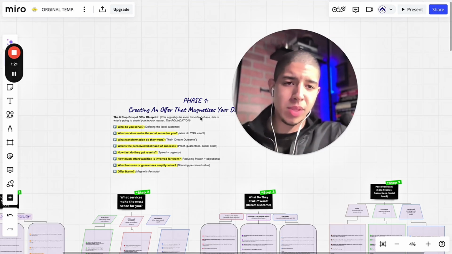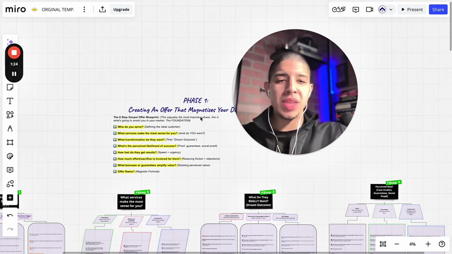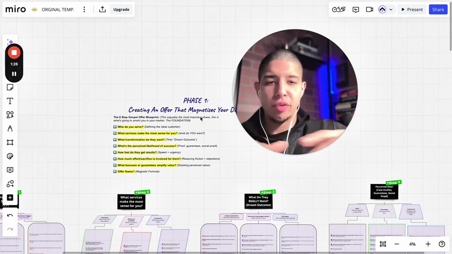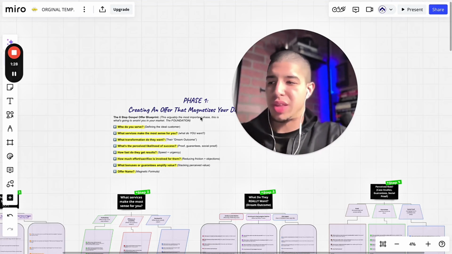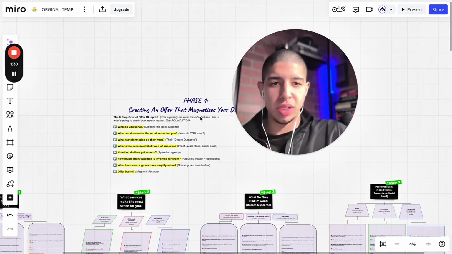And then the third step is going to be actually delivering this packaged ICP and offer creation the right way so that it actually lands in front of the person that you're actually targeting. Okay, so those are the 3 phases.